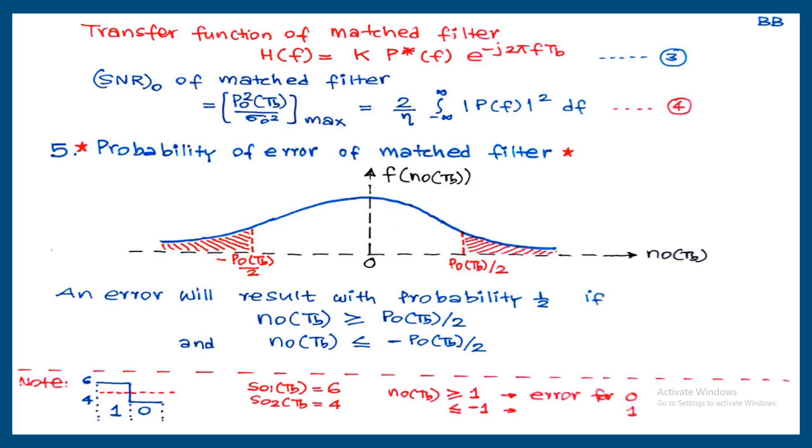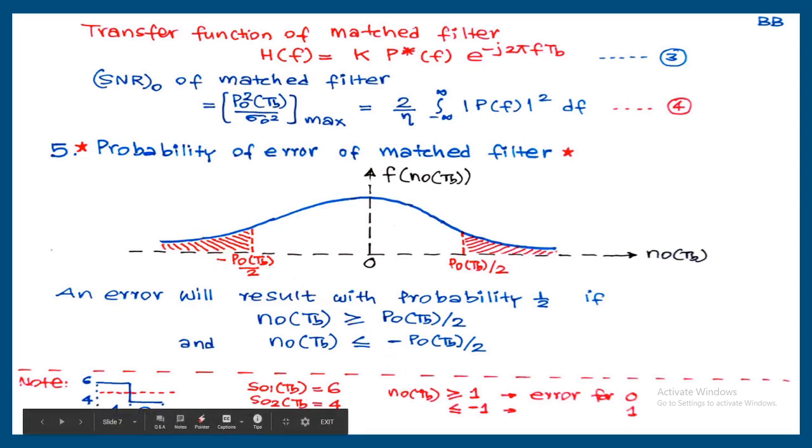And that 6 and 4 are S01(Tb) and S02(Tb). S01(Tb) is 6 volts, S02(Tb) is 4 volts, that is, after closing the switch you will get 6 volts and 4 volts. Take the mean of 6 and 4, and that will be the decision boundary. So this 4 can be received above 5 if the noise is greater than 1 volt. Similarly, 6 is going to be received less than 5 if the noise is -1 or more negative. That 1 or -1 can be obtained like this.